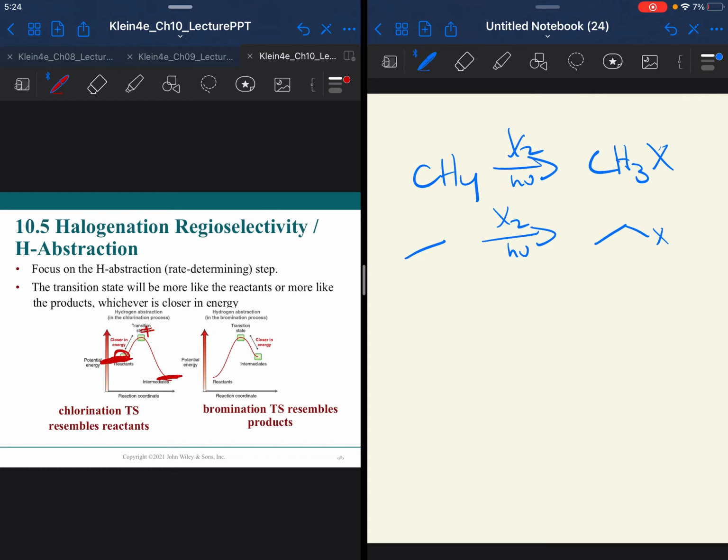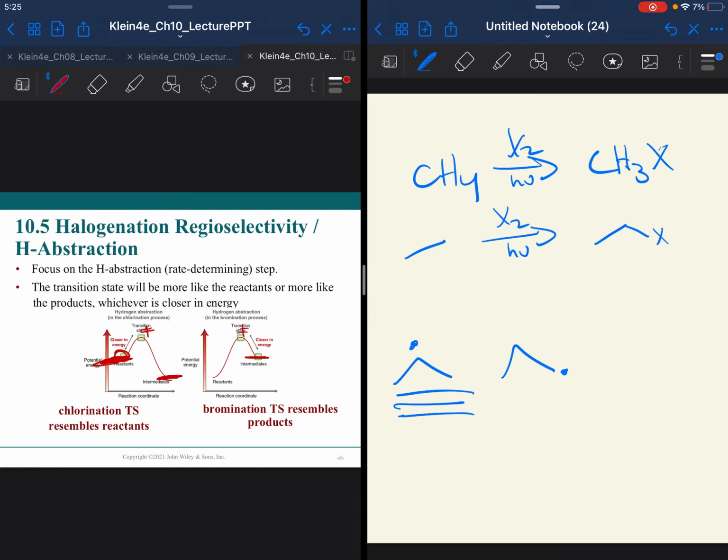So it's closer in energy to the reactants. So that transition state is going to look more like the reactants than the intermediate. So the stability of the radical intermediate isn't as important. Whereas with bromination, the intermediates are higher in energy, so they're actually closer to the transition state, meaning that transition state looks more like the intermediates. So when we think about this radical versus this one, this is a lot more stable.